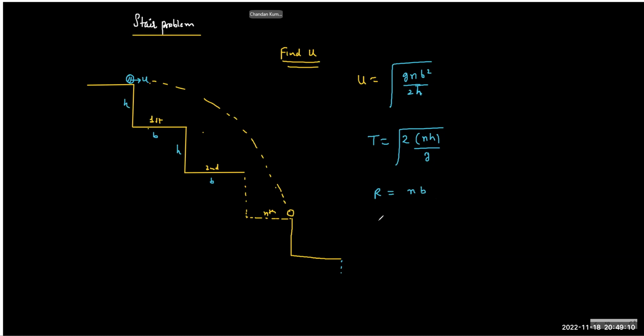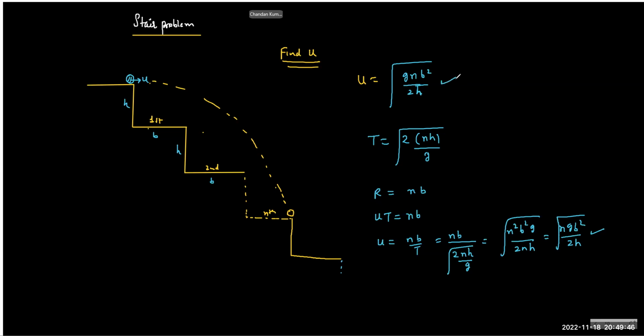And how do we write the range formula? Range is the horizontal velocity into time of flight. So u turns out to be nb upon t, and t is under root 2nh by g. So u is nb times under root of g by 2nh, which gives n square b square g by 2nh. So the answer you got is correct. Tell me guys if you have a doubt in this. Anyone?